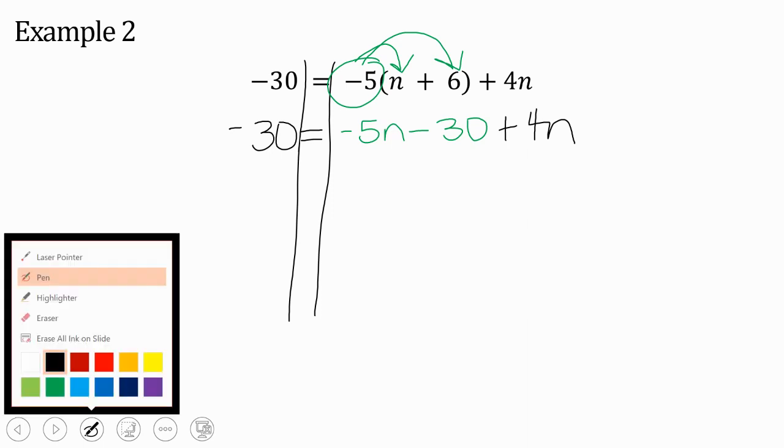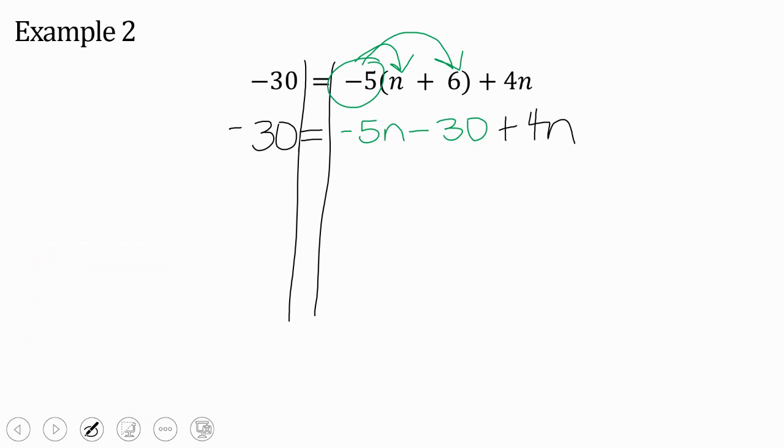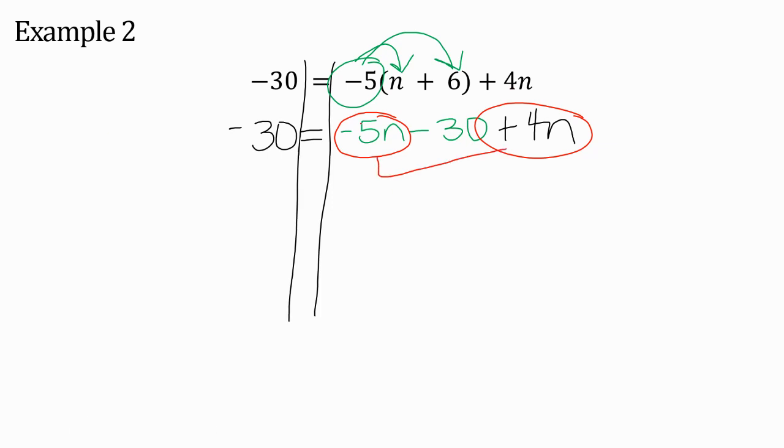Now let's identify our like terms. In this case, it's negative 5n and a positive 4n. They're both on the same side of the equal sign, so we're going to combine those. Negative 5 plus 4 gives us a negative 1n. And I am going to leave that negative 1 there for now. Minus 30. I'm going to just bring down whatever we did not use.